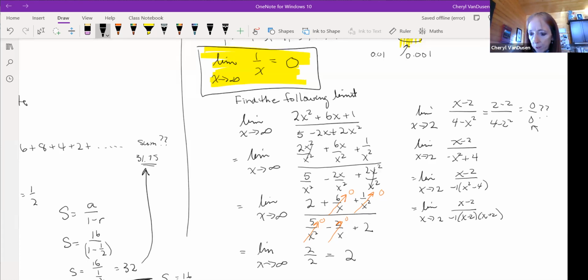Okay, so we see our factoring is done. We can cancel this because top and bottom are the same. And then we get the limit as x approaches 2 of 1 over minus 1 times x plus 2. Now let's throw the 2 in and see what happens. 1 over minus 1 times 2 plus 2 is 1 over minus 4. So the overall answer here is minus 1/4.